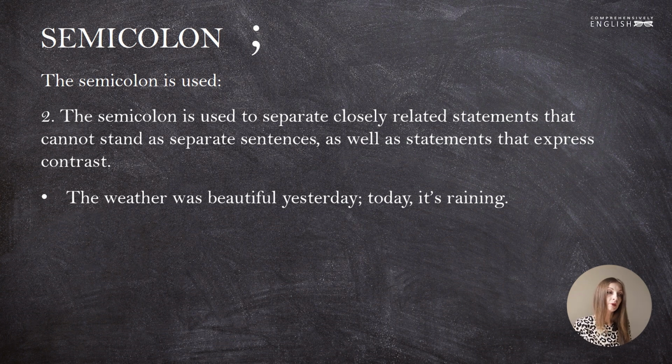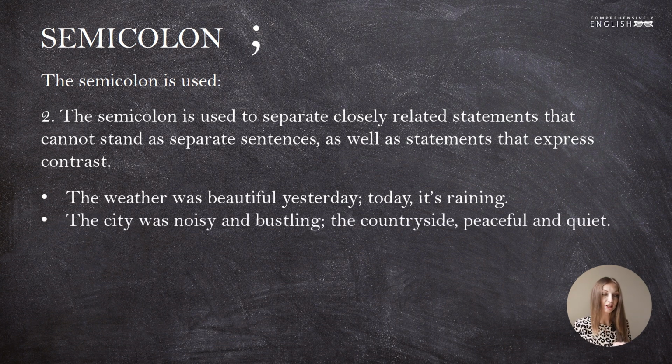A different example: the city was noisy and bustling; the countryside peaceful and quiet. These are two contrasting ideas, and as we want them in one sentence, we separate them with a semicolon. Pay attention to the second clause, the countryside peaceful and quiet. Today we have already spoken about the comma, and I told you that the comma is used when a word or several words are omitted. This is one of such cases. The countryside was peaceful and quiet. As we drop this was, we put the comma in its place.